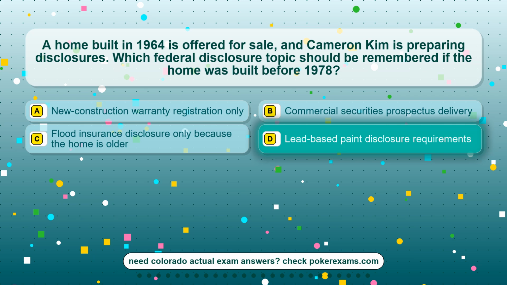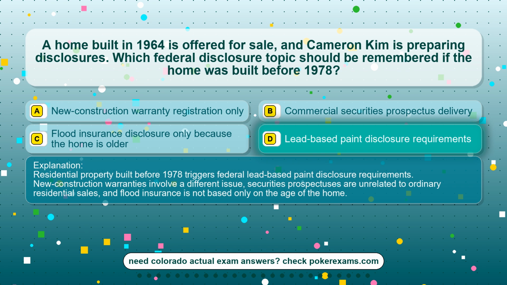The correct answer is option D, lead-based paint disclosure requirements. Residential property built before 1978 triggers federal lead-based paint disclosure requirements. New-construction warranties involve a different issue. Securities prospectuses are unrelated to ordinary residential sales, and flood insurance is not based only on the age of the home.